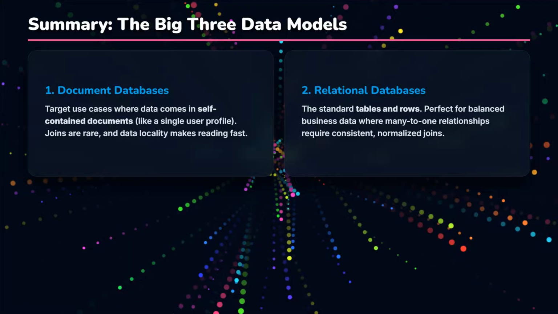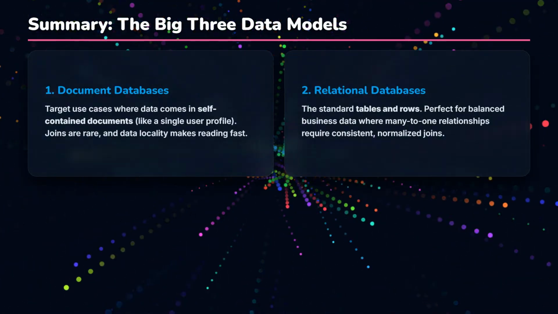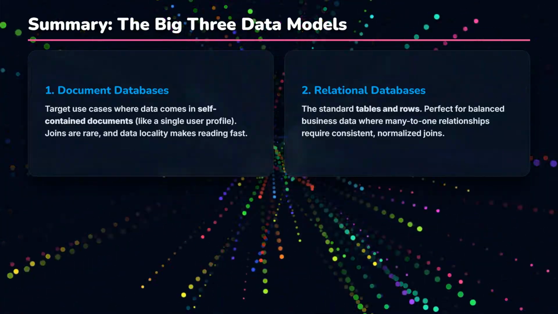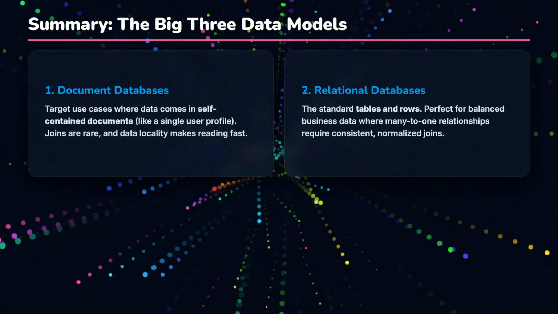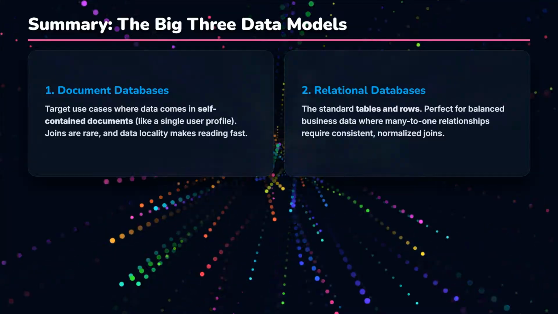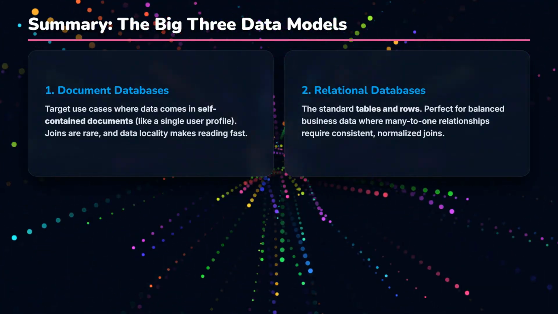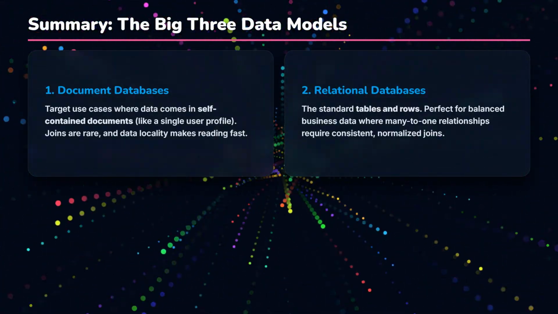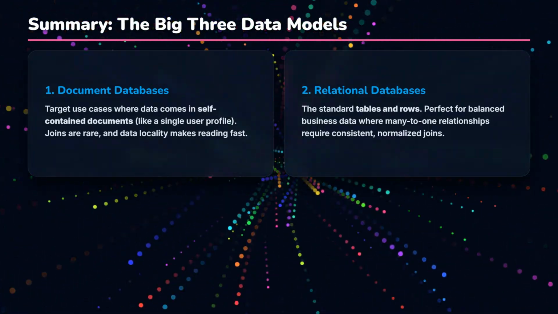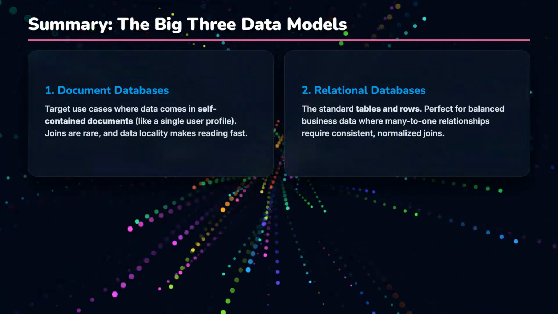Second, we have traditional relational databases, using SQL. These are the gold standard for business processing. They shine when your data has many-to-one relationships, where things need to be normalized, cleanly separated into tables, and joined back together safely.